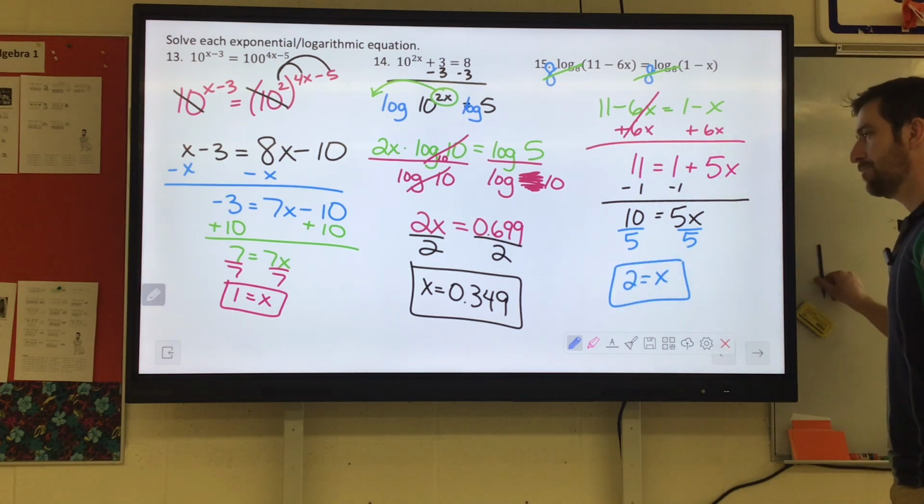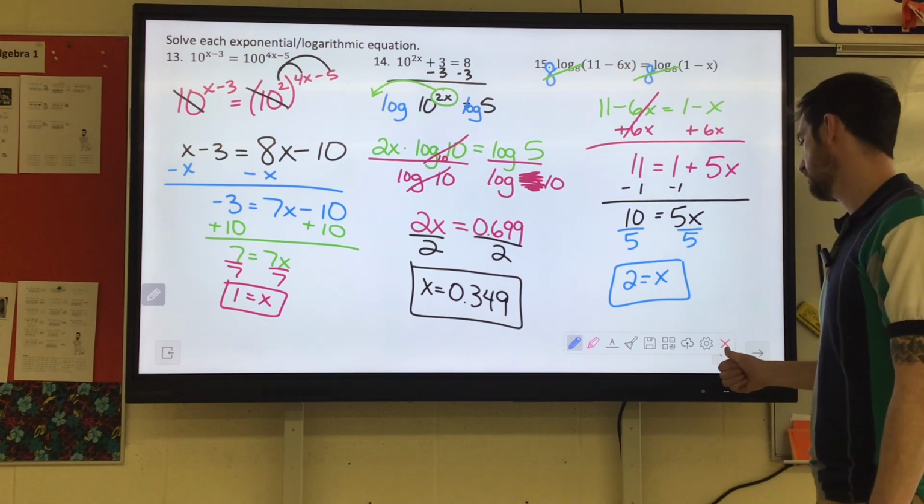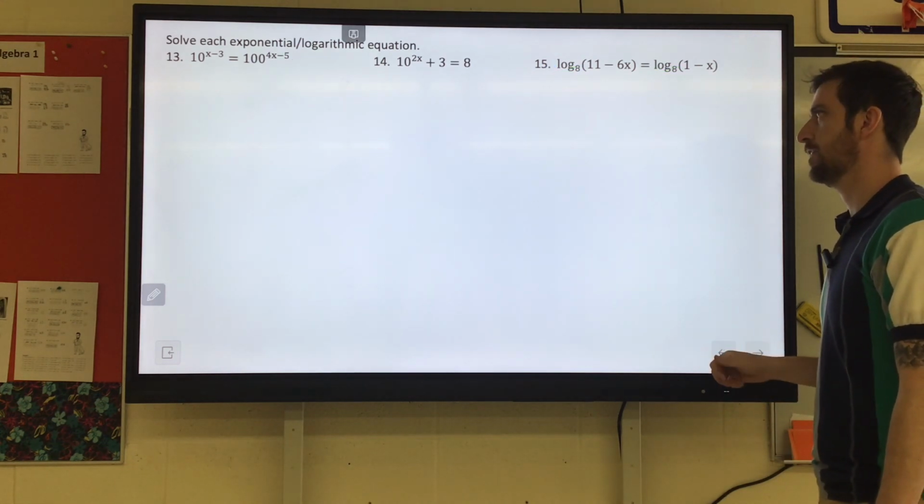Logarithms, you remember them, you love them, they were a true delight. I forget if that's the last slide, it is.